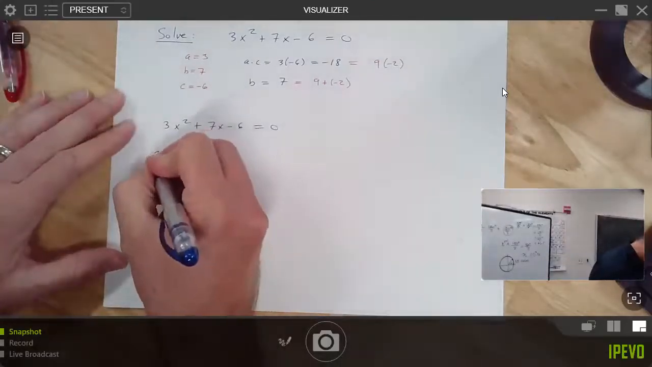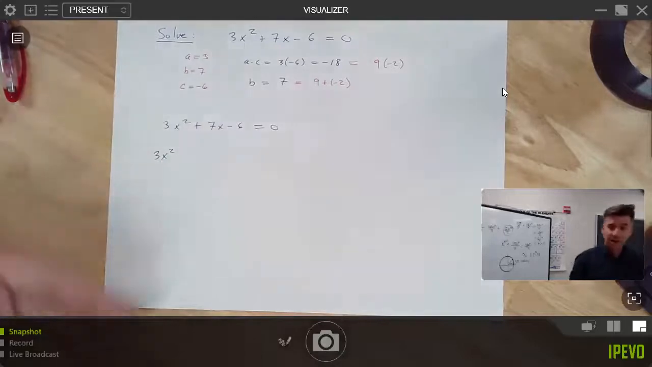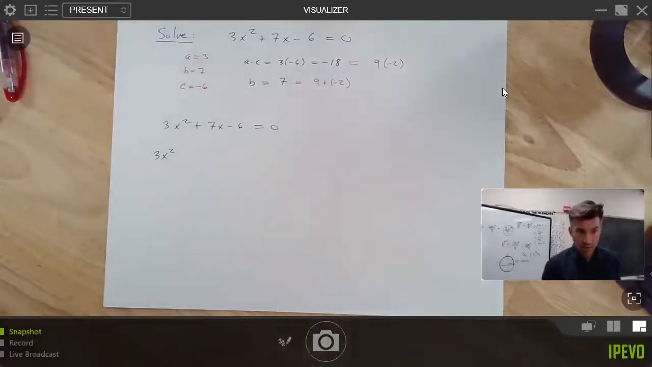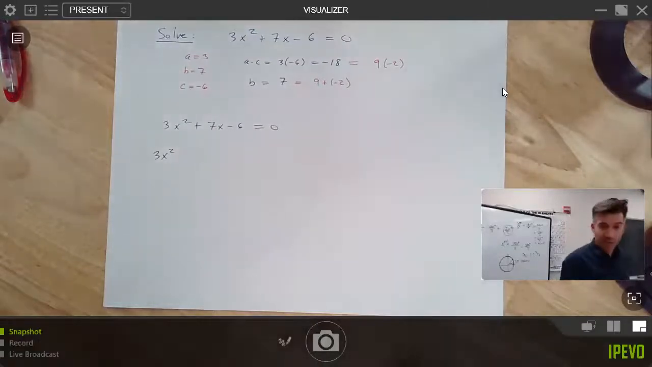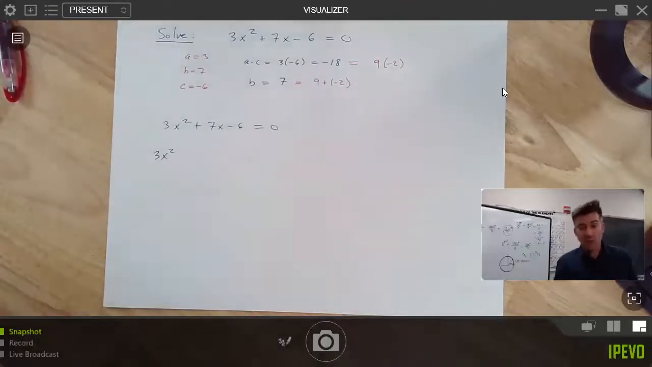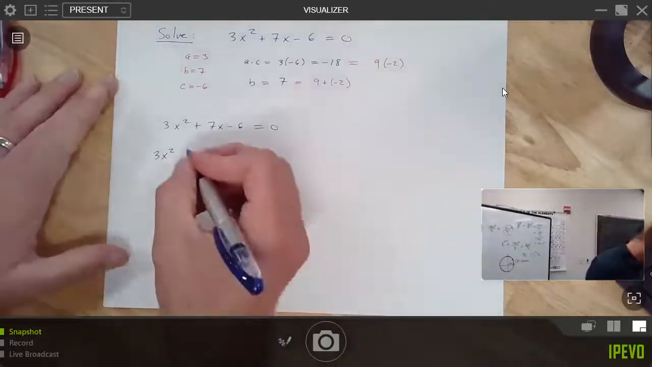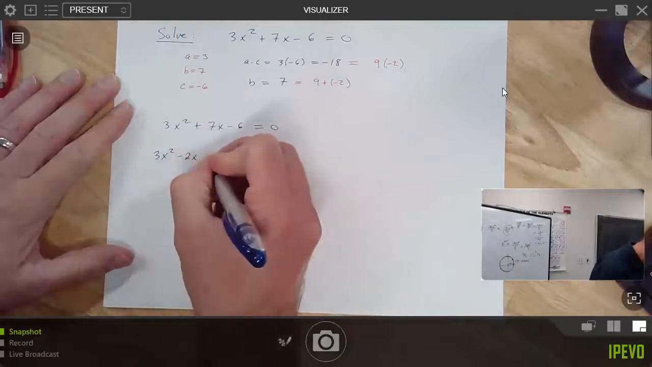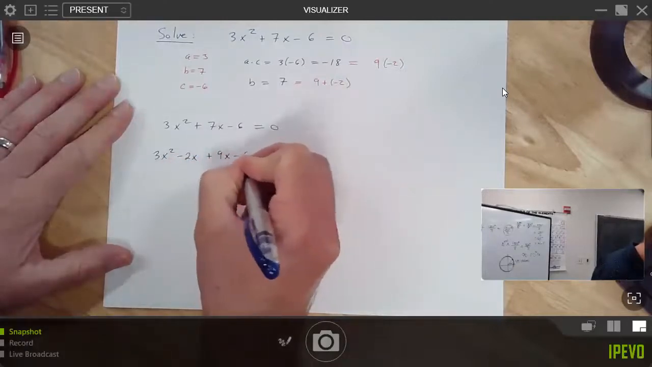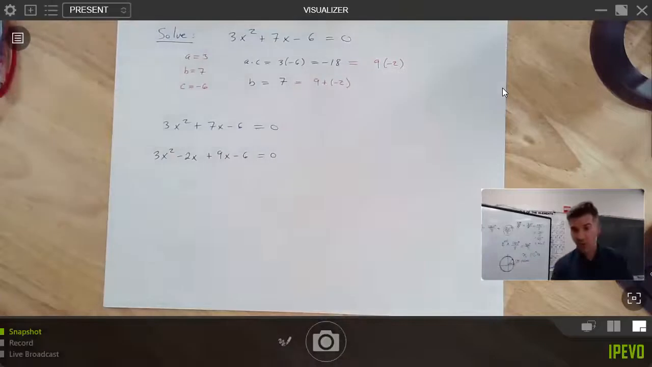Now, it doesn't matter which thing you put where, but sometimes it seems like there might be a more obvious choice. It might feel smarter to put the 9x first. So the 3x squared plus the 9x, you can factor out a 3x. But it literally doesn't matter. If instead I do the -2x first and the 9x second, it'll still work out.